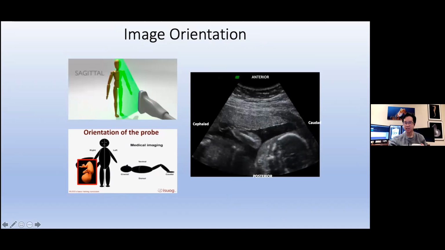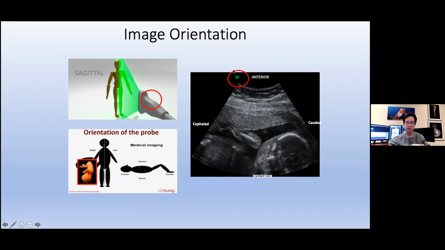Here's that example. This is the anterior of the maternal abdomen, of course, and you're in a sagittal plane on the mom here. This is the top of your probe, which is this notch right here. This is more cephalad, and this is more caudal. The fetus, of course, you can see is head down. This is the position of the fetus. You're scanning the mother in this plane, and this is the image that you're getting.